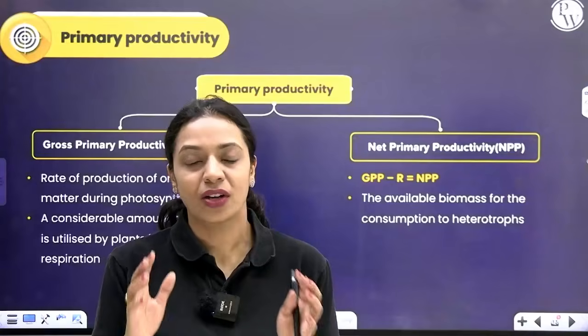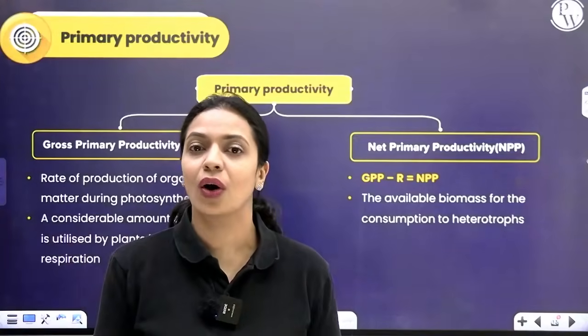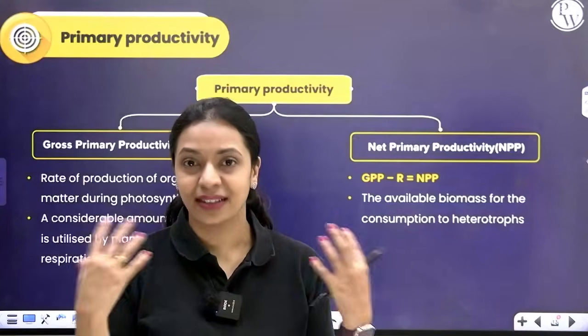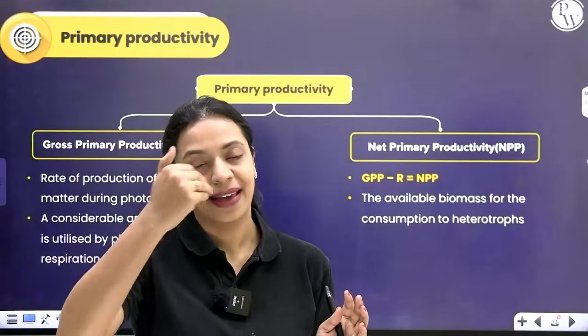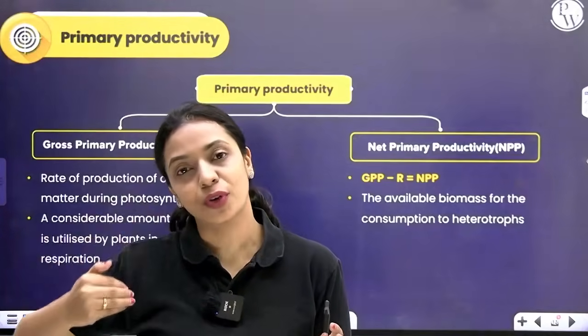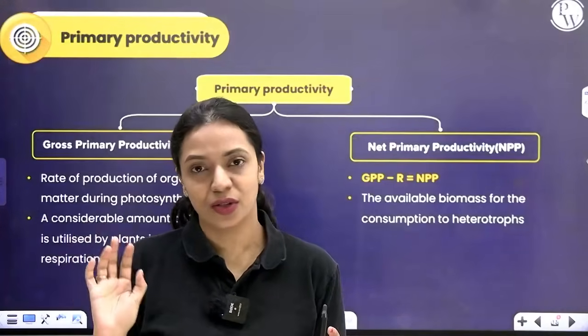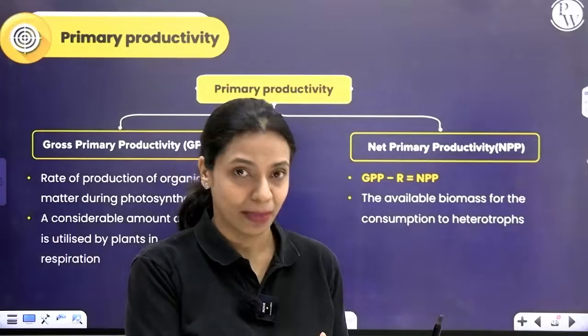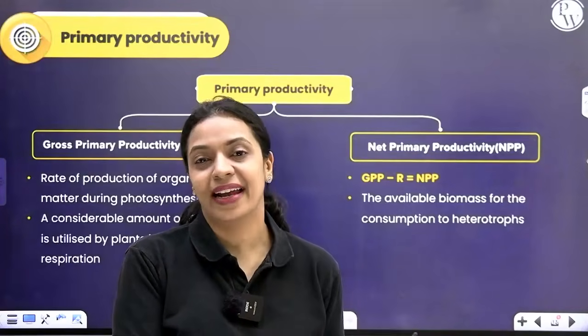Okay, gross primary productivity is the overall rate of biomass synthesis. In that, some amount the plant uses for its own respiratory needs. That is called respiratory loss. Now, what remains? That is called net primary productivity.